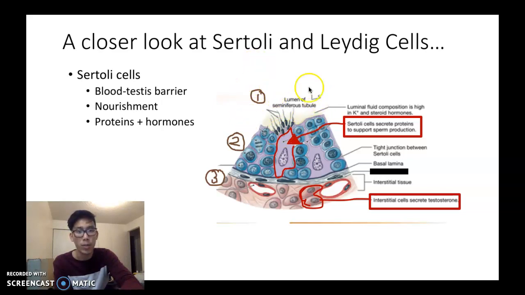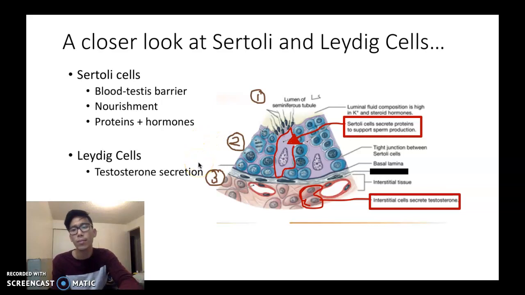One, the tubular lumen. Two, the basal compartment on the basolateral side of the Sertoli cells, so all of this in purple. And three, the last compartment is the interstitial fluid outside of the basal lamina. Sertoli cells also provide the developing sperm cells nourishment, and they secrete important cell byproducts such as proteins, enzymes, and hormones, including inhibin. The hormone that's important is the androgen binding protein.